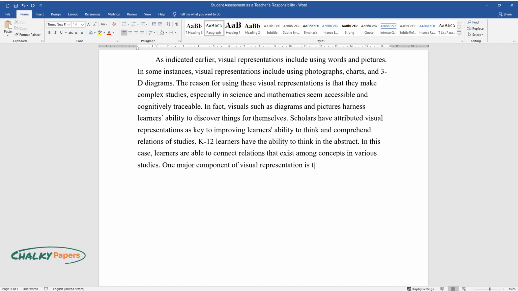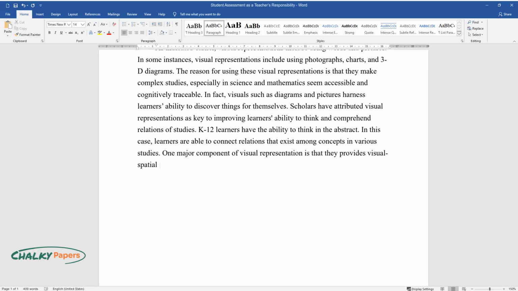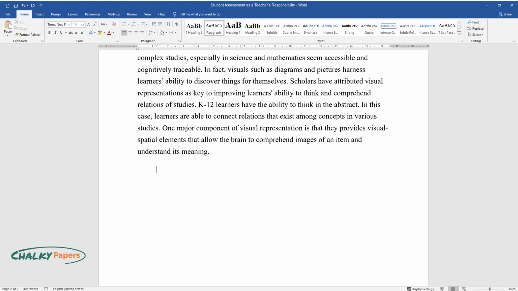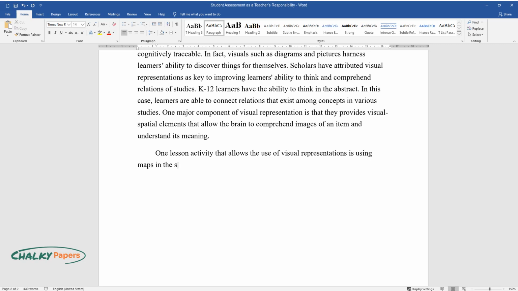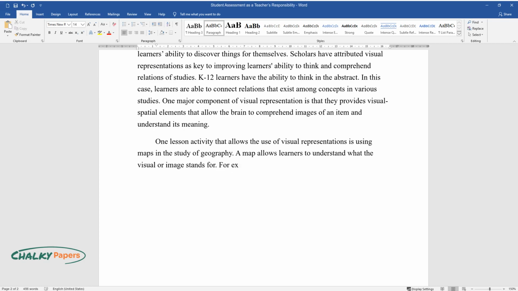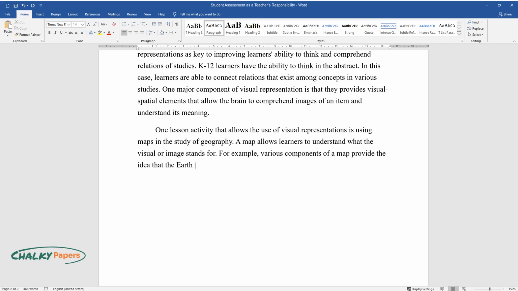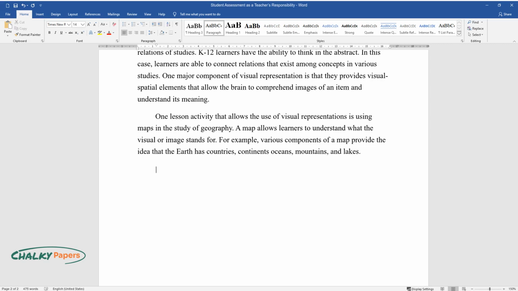One major component of visual representations is that they provide visual spatial elements that allow the brain to comprehend images of an item and understand its meaning. One lesson activity that allows the use of visual representations is using maps in the study of geography. A map allows learners to understand what the visual or image stands for. For example, various components of a map provide the idea that the Earth has countries, continents, oceans, mountains, and lakes.